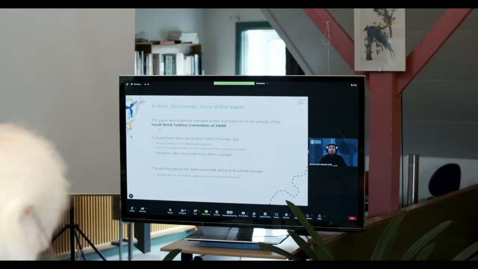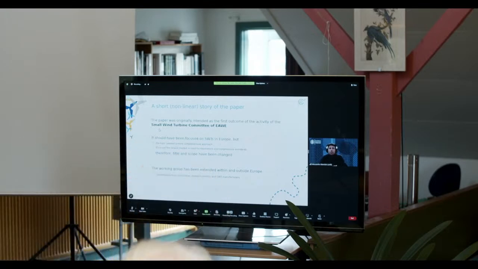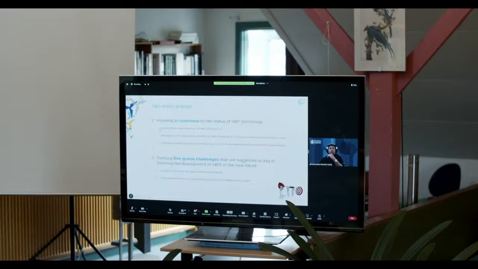But what became apparent very soon is that the original plan was to have it on Europe, but that was a little bit reductive. The topic needed a more comprehensive approach, and we also needed to gather competencies and experiences worldwide, because Europe is not the only and probably not the biggest market for small wind turbines. So the group became much bigger. We had contributions from other colleagues in Europe as well as all over the world, coming from different backgrounds, which is also very important.